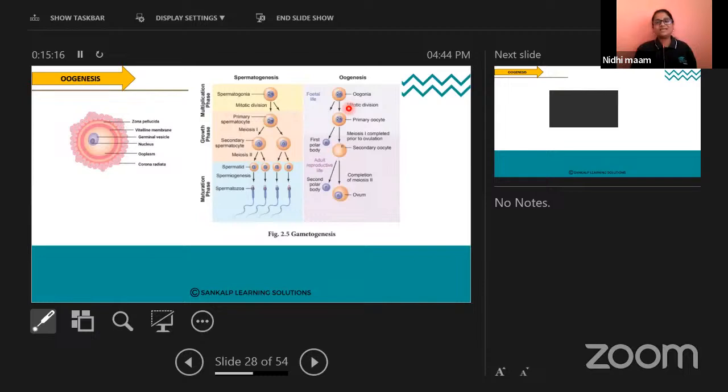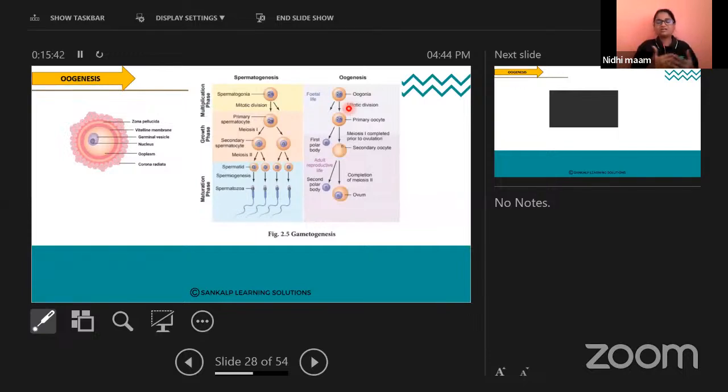Spermatogenesis in boys will start at around 14, 15 or 16 years of age, when they attain puberty. But oogenesis starts in the female when she is in the womb of her mother. For example, my oogenesis started when I was in my mother's womb.